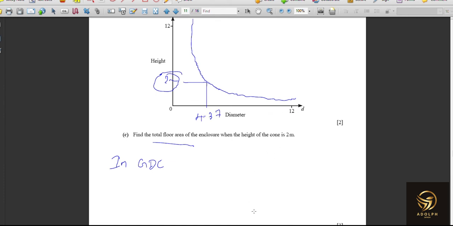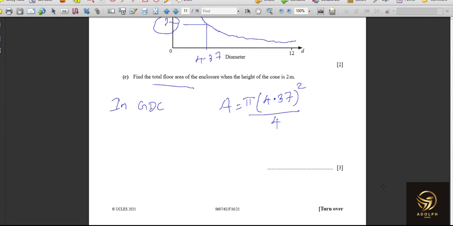If diameter is 4.37, then what is the area? It's a circle, so area is pi r square. R is d by 2, so it is pi times 4.37 square by 4, because r is d by 2 and r square is d square by 4. If you substitute these values we are getting the answer as 15 meters square.